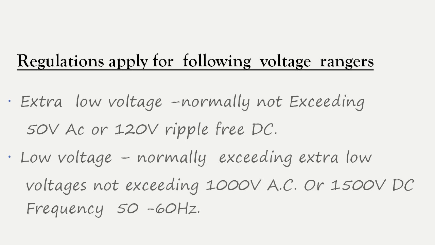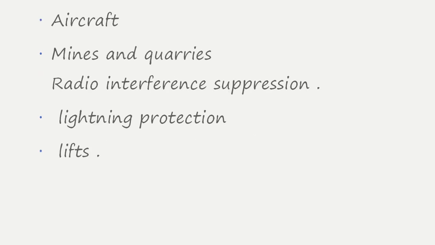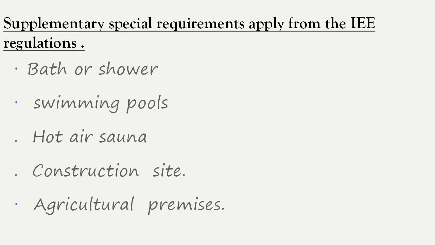Medium voltage and high voltage, like 33 kV, 11 kV, 132 kV, can't apply these regulations. They have mentioned exclusion from the scope of the regulations: railway traction signaling equipment, motor vehicle, except when regulations on caravan park, ships and offshore equipment, supply work, aircraft, mines and quarries, radio interference suppression, lightning protection, lifts.